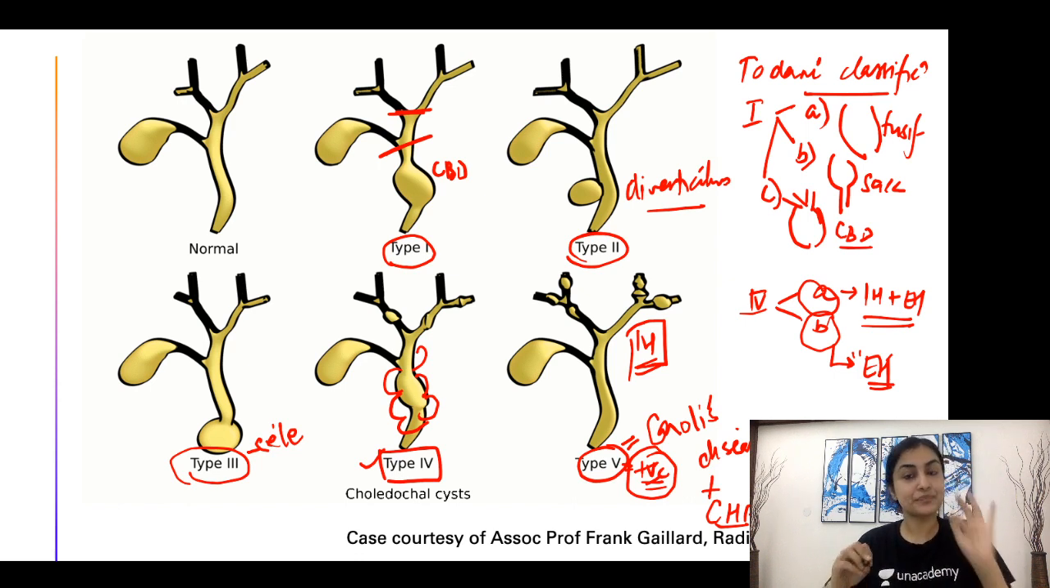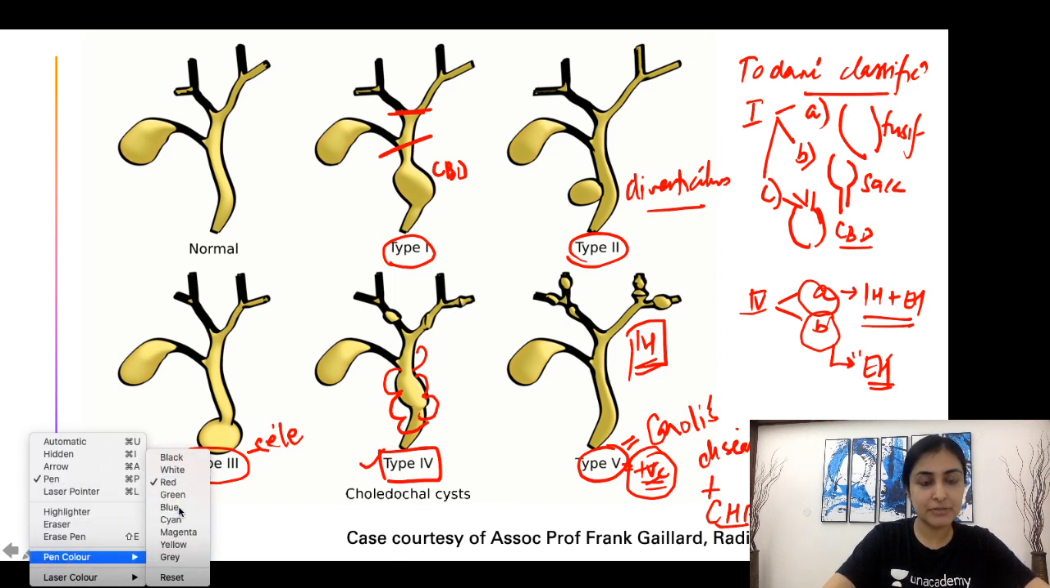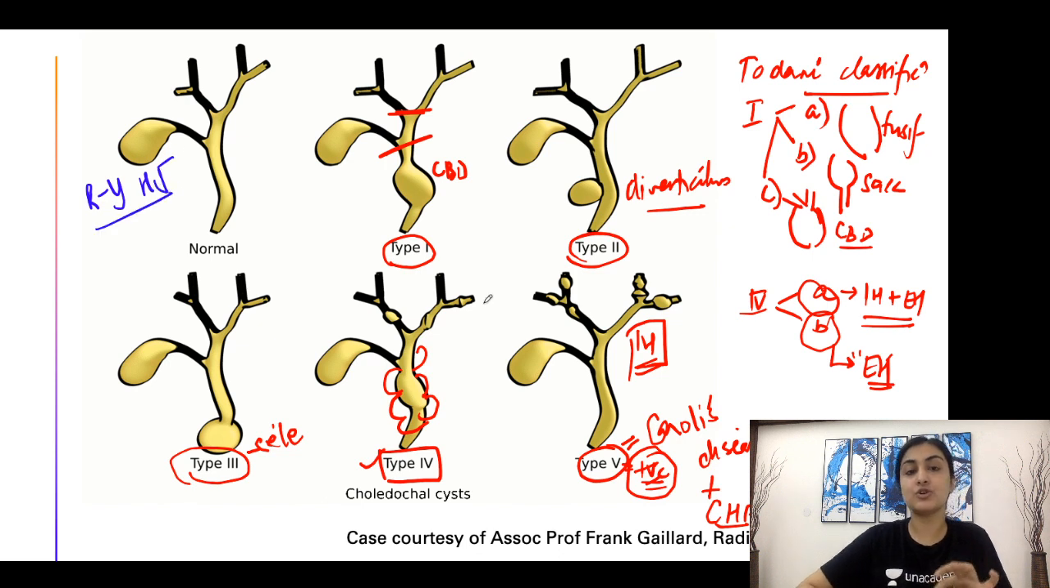Is this clear? Now, let's quickly go about the management. Let's quickly talk about the management options that we have. Alright, so remember, what did I tell you? The treatment of choice for almost all the types will be resection of the choledochal cyst and Roux-en-Y hepaticojejunostomy, except for type 3.